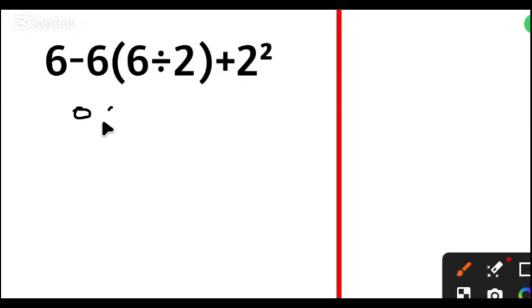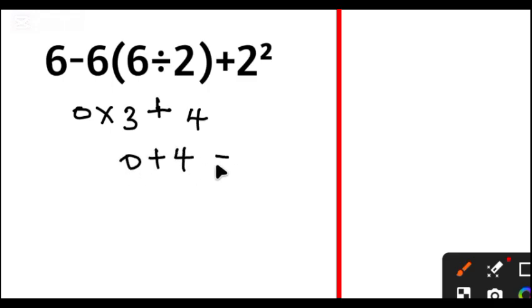0 times 6 divided by 2, 3, plus 2 raised to power 2, 4. 0 times 3, 0, plus 4 equal to 4. Easy, right? But this answer is wrong.